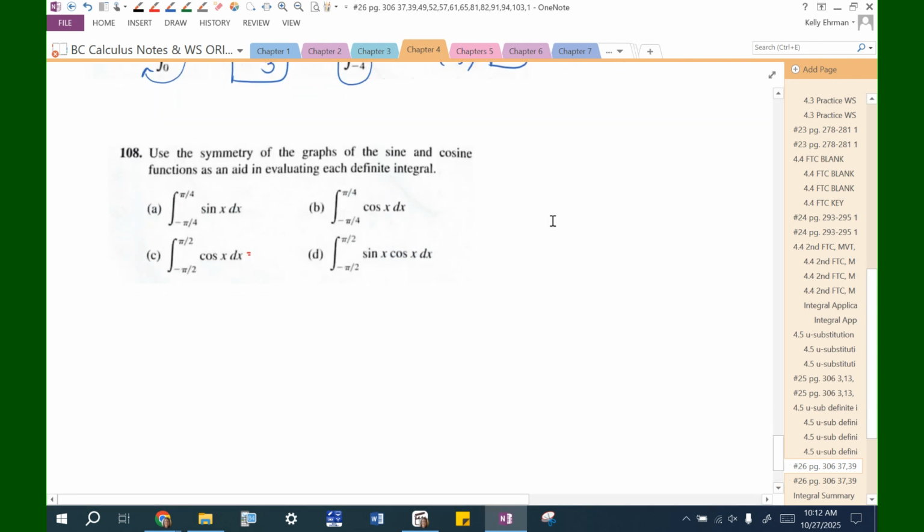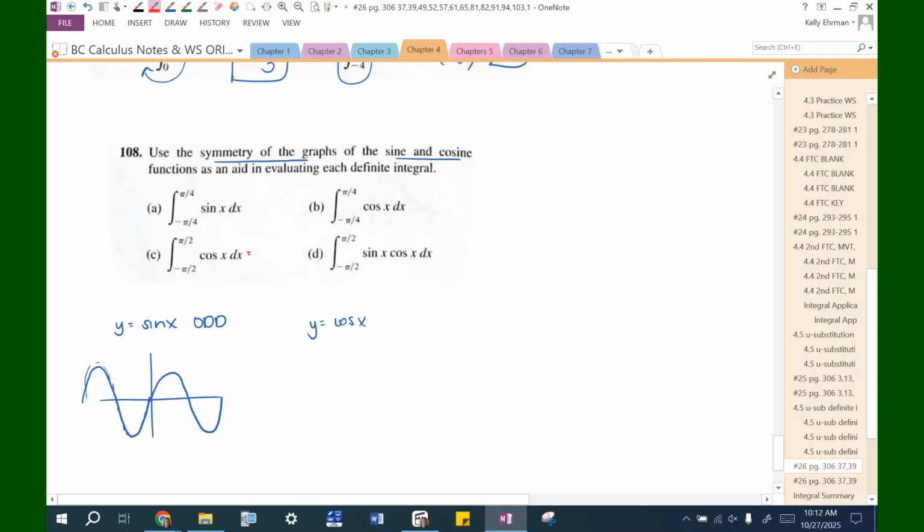All right. 108. Use the symmetry of graphs of sine and cosine functions as an aid in evaluating each integral. So first thing is to make sure that we know the sine graph and the cosine graph. Sine graph is odd. It's the one that looks like this. And then on this side, because we're going into the negatives, it looks like that.